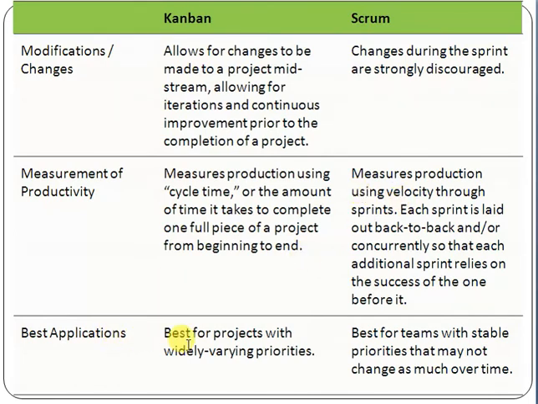Best application: Kanban is best for projects with widely varying priorities. For example, if you are making a website where the priorities are completely changing, there are major chances that the priority will change, so you can use the Kanban methodology. However, the Scrum framework is best for teams with stable priorities that may not change much over time. If you know that your priorities are not changing, you can use the Scrum framework. If you know that priorities are majorly changing, you must use Kanban. So this is a very good approach for Kanban and Scrum.